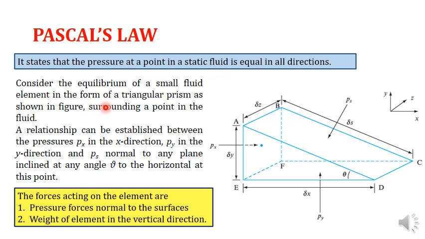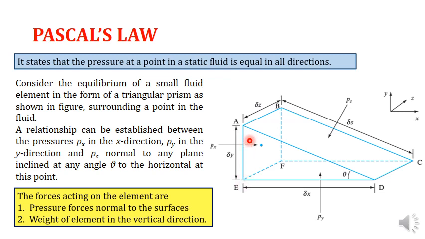a small fluid element in the form of a triangular prism, as shown in the figure, surrounding a point in a fluid. Here you can see this triangular region. If this is the point P at which we need to determine the hydrostatic pressure, then we need to consider a triangular region surrounding this point.